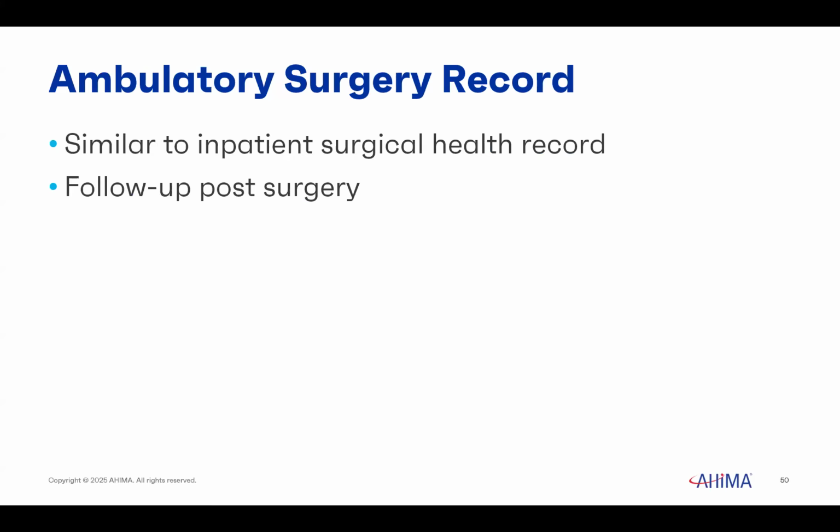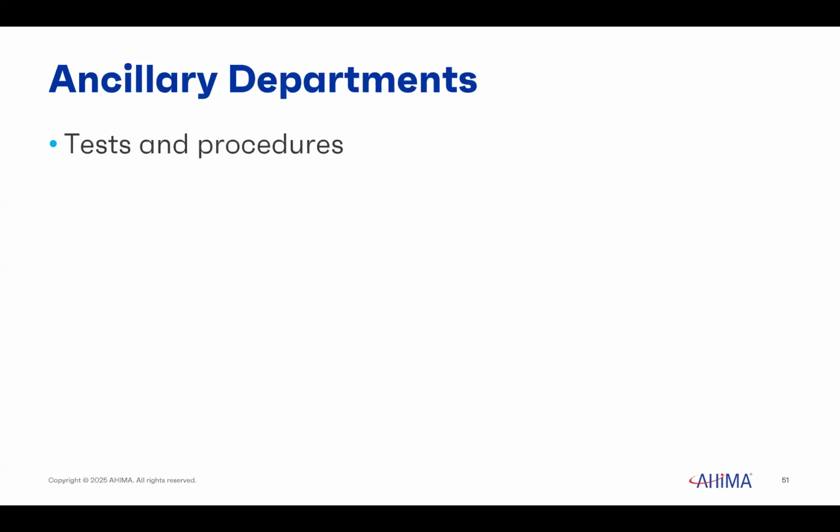The ambulatory surgery record is almost like an abbreviated inpatient hospital surgical record. It'll have the reason for surgery, the history, the exam, the procedure itself, all those things that you see within the hospital surgery record. And of course, we have tests, right? These are diagnostic imaging, labs, cytology, all these things that the ancillary departments contribute that make up the health record.